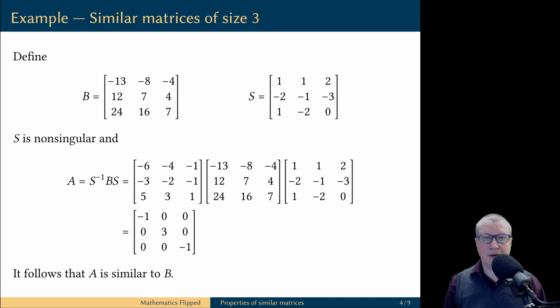This example demonstrates one potential advantage to considering similar matrices. Notice that the matrix A has a very simple structure. It is a diagonal matrix.